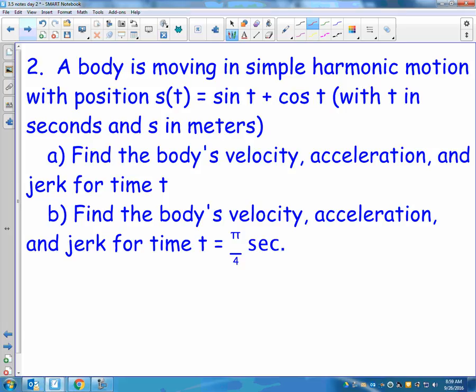Again, with taking the derivative of sine and cosine, they just alternate signs, right? You just switch back and forth, so it's really easy to get mixed up. But hopefully it's not so bad. I think I'm going to do this.